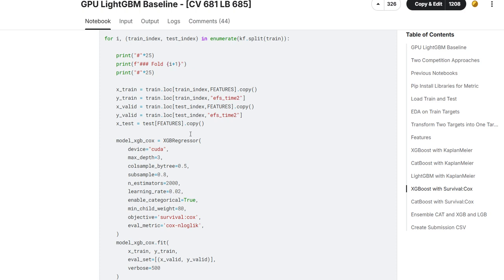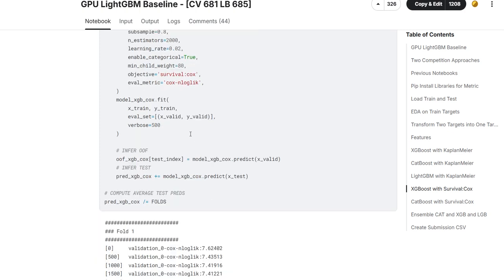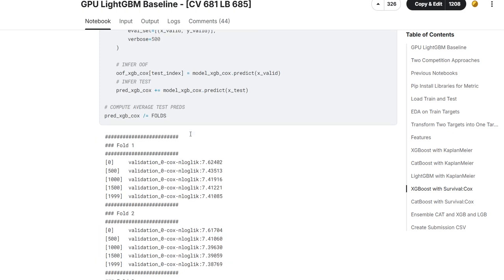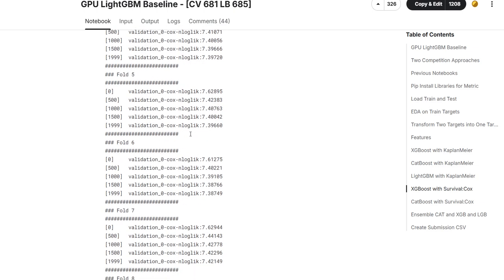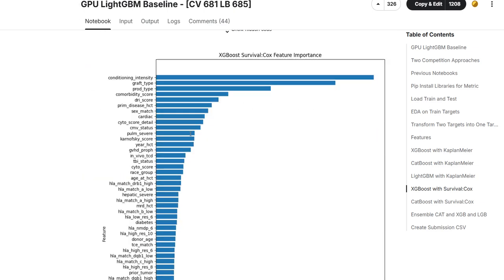We train XGBoost again, but this time with objective equals survival:cox, and eval metric equals cox-nloglik. The CV score is around 0.672. The feature importance plot for the Cox model is slightly different again, with conditioning intensity and graft type being the most important.